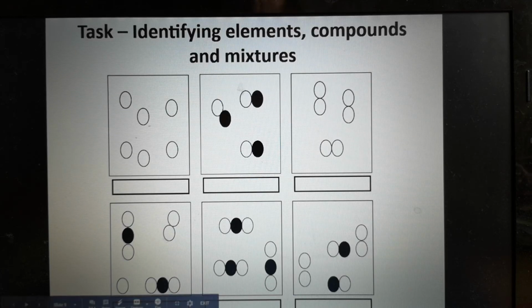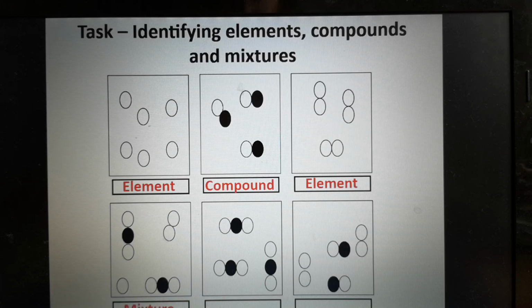I'll just put those up on the screen now. There we go. How did you do? We'll just wait for that grey screen to disappear. There we go. So element, compound, element, mixture, compound, mixture.